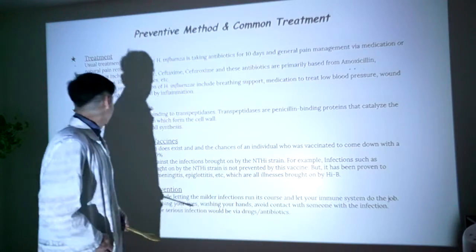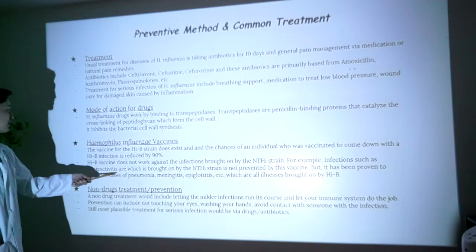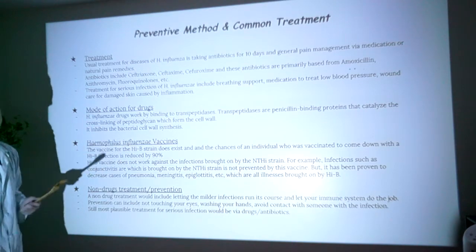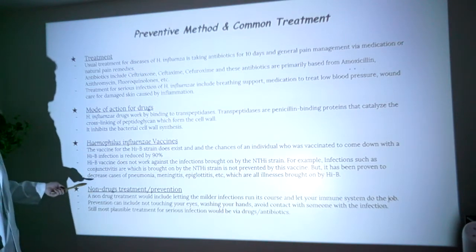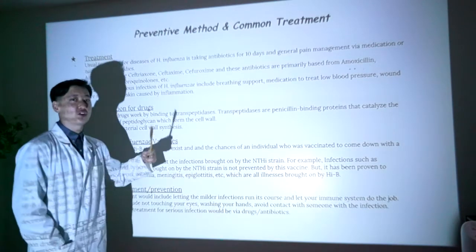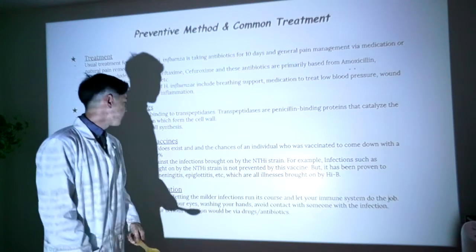For example, infections such as conjunctivitis, which are brought on by the non-typable HI strain, are not preventable by this vaccine. But it is also proven to decrease cases of pneumonia, meningitis, and epiglottitis, which are all cases of the B strain.